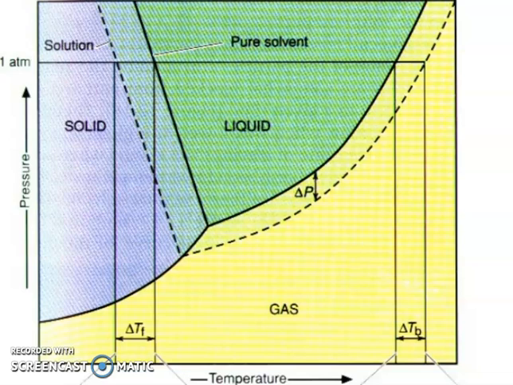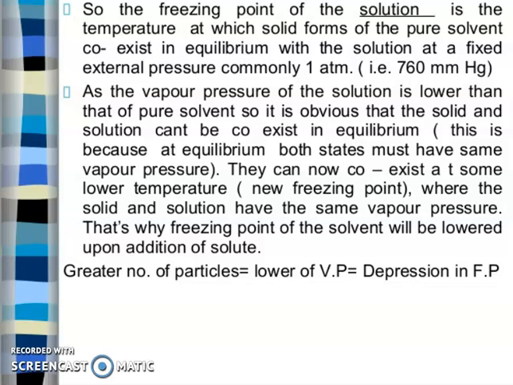My friend, you can see here pressure and temperature. You can see the ranges of solid, gas and liquid. You can see the solid line and dotted line, and the difference in delta Tf and delta Tb. This is the boiling point, this is the freezing point.